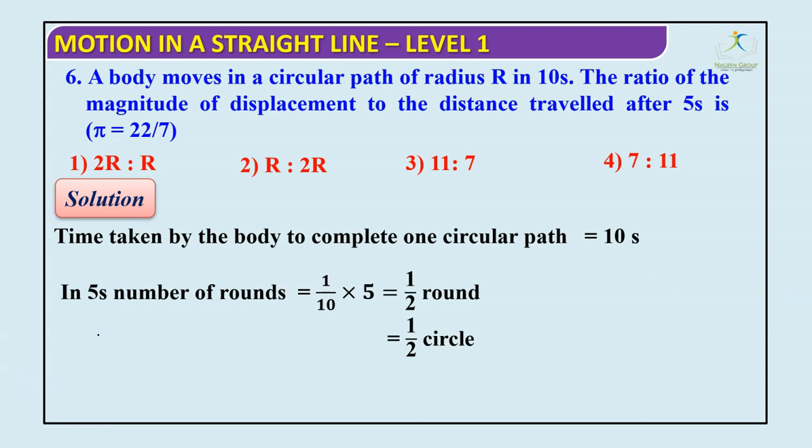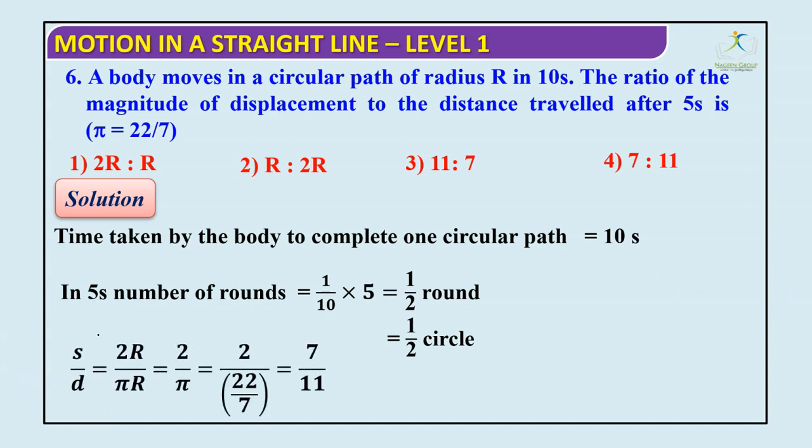That comes half round and a half circle. So s by d is equal to 2r by pi r, which comes to 2 by pi, and if we put the value of pi, it comes to 22 by 7. That means 7 by 11. So the correct answer for this question is option number D.